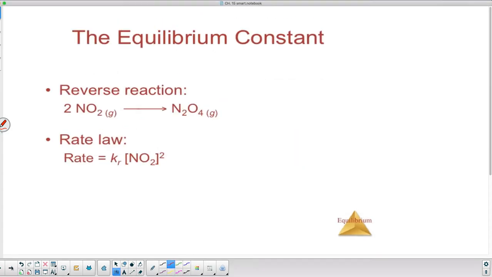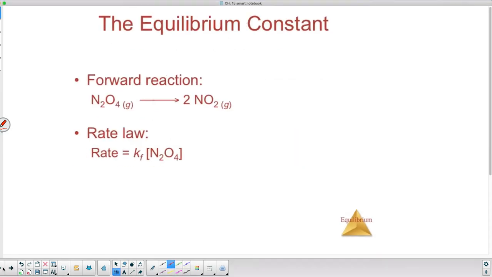Here we go. Up, one too far. Let's try it back. So the equilibrium constant. So first of all, let's talk about what we mean by forward reaction and reverse reaction.